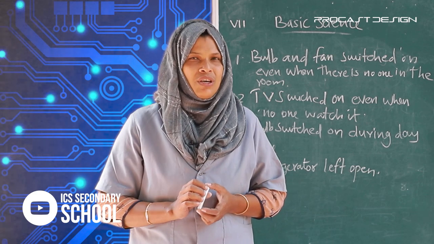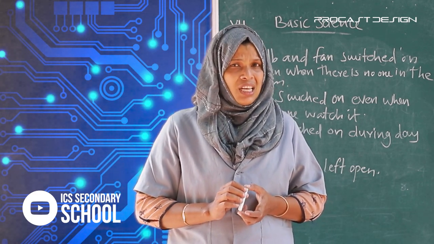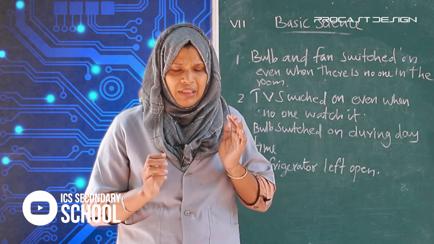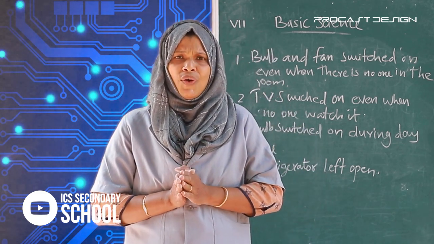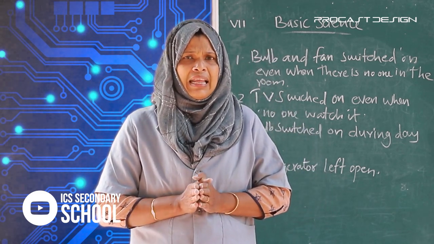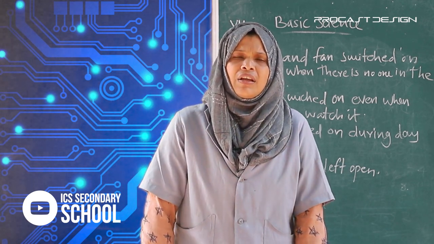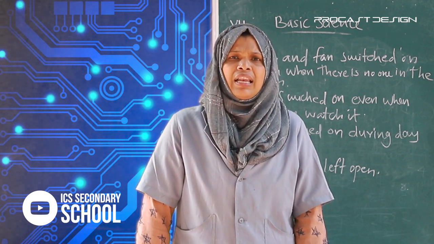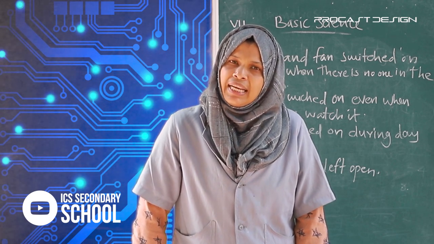Switch off the fan and bulb even when there is no one in the room. Then next, switch off the TV even if there is no one watching it. Next, switch off the bulb during daytime.